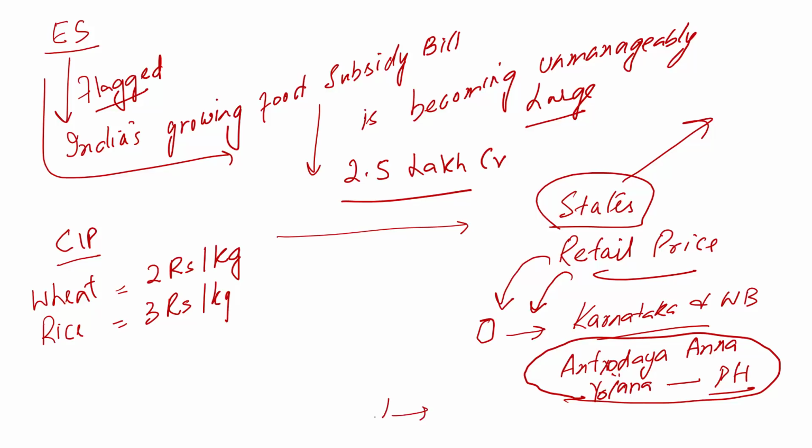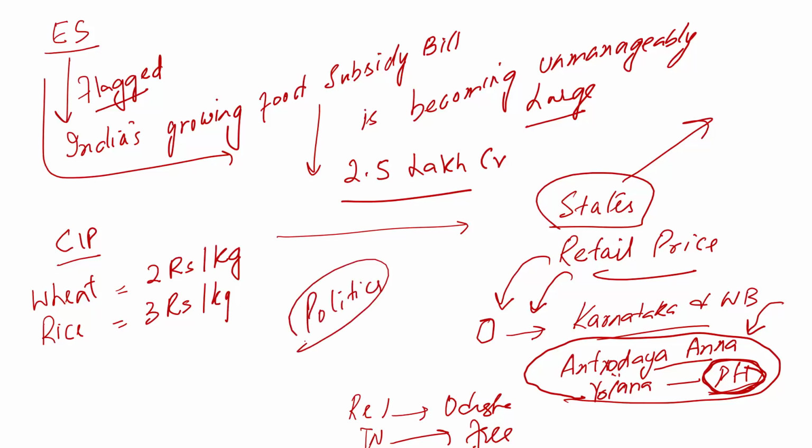In Odisha, for example, the price is 1 rupee. In Tamil Nadu, it is free. Free not only to those who are eligible beneficiaries, not only to those who have Antyodaya Anna Yojana ration cards, not only to those who belong to priority households, but free for everybody. And then there is politics, because free food grains, free ration, is something on which almost all the political parties contest the elections.